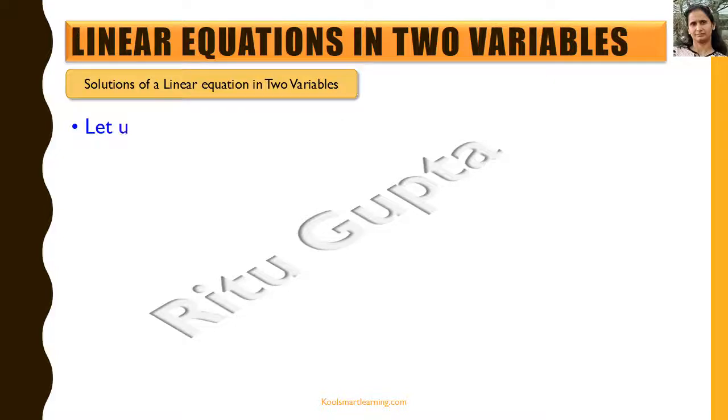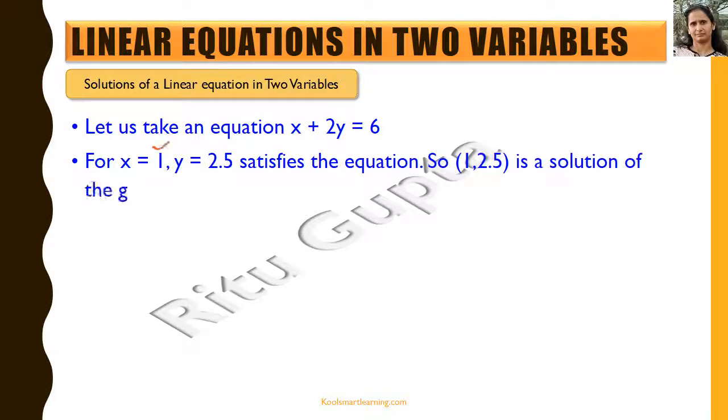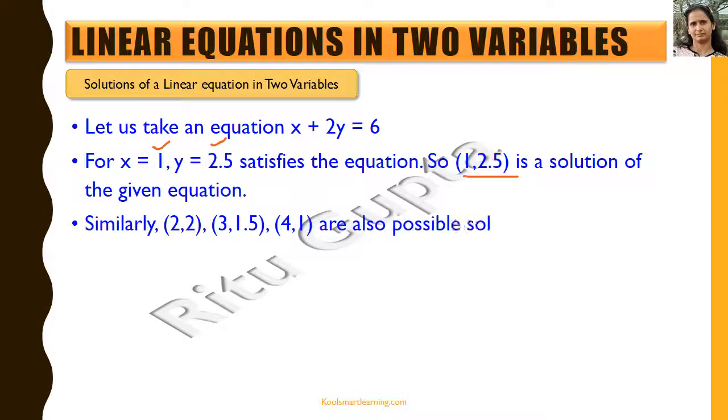So friends, now let's look at an example where we are going to find the solution of a linear equation in two variables. We take the equation x plus 2y is equal to 6, and if we take x is equal to 1, we get y is equal to 2.5, which satisfies the given equation. So (1, 2.5) within brackets is the ordered pair which satisfies this equation. So it is a solution of the equation. Similarly, we can find that (2, 2), (3, 1.5), (4, 1) are some of the other possible solutions of this given equation.